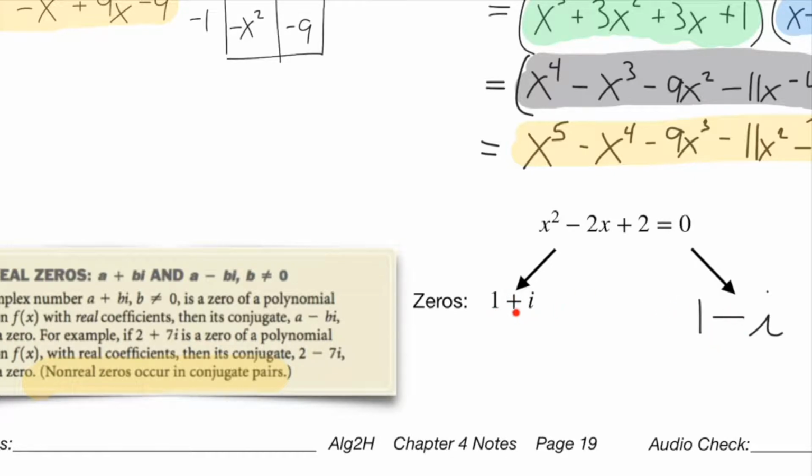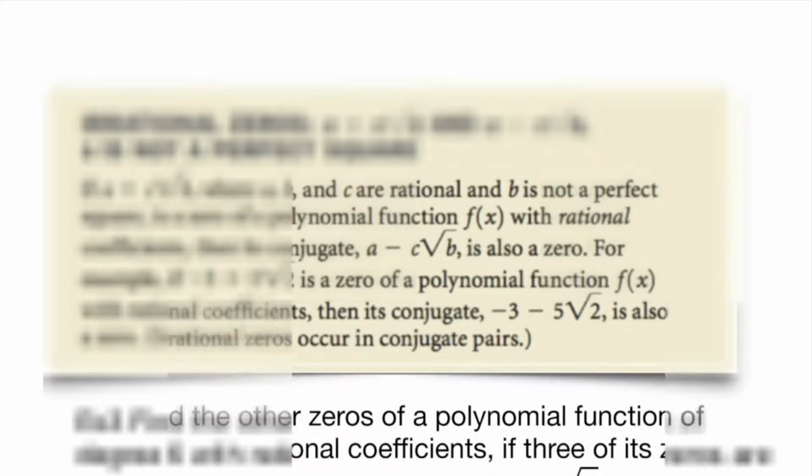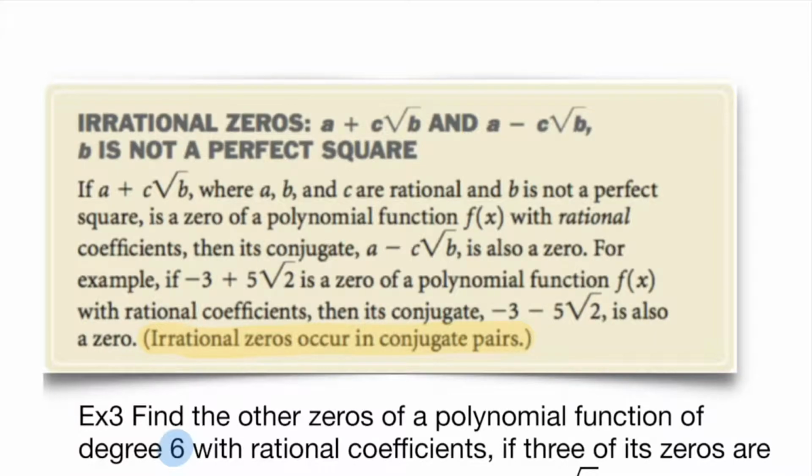If you know one of them, you can predict what the other one would be just by knowing its conjugate. Similarly, you can say that irrational zeros occur in conjugate pairs too. Like this.